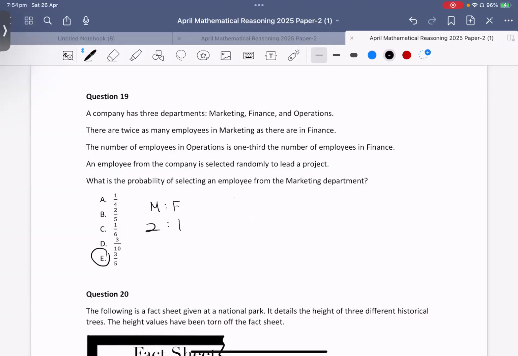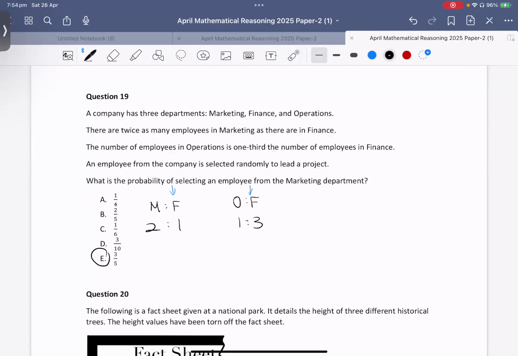And the number of people in operations is a third of the number of people in finance, right? Meaning that for every one person in operations, we should have 3 people in finance. That gives us the ratio we're looking for. Okay, so what we notice from here is that finance is present in both of these ratios. They represent the same number of people, but different numbers are being used in each ratio.